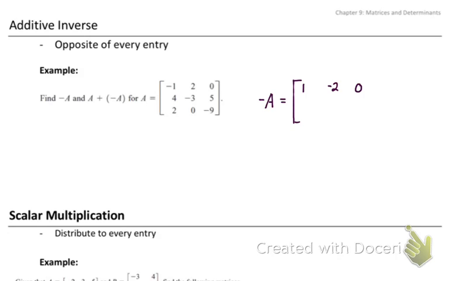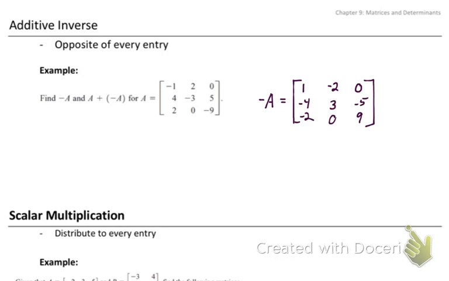0 doesn't have an inverse. 4 would be negative 4. Negative 3 is a positive 3. 5 is a negative 5. 2 is a negative 2. 0 is 0. And negative 9 is a positive 9. That is my additive inverse. It also says find your inverse and add it to the original matrix.